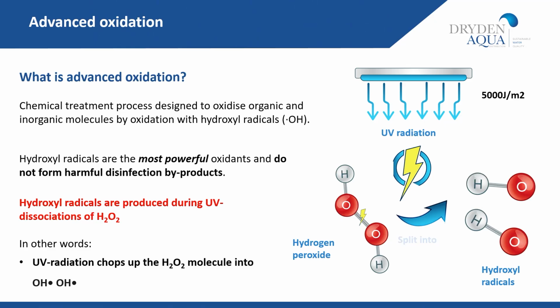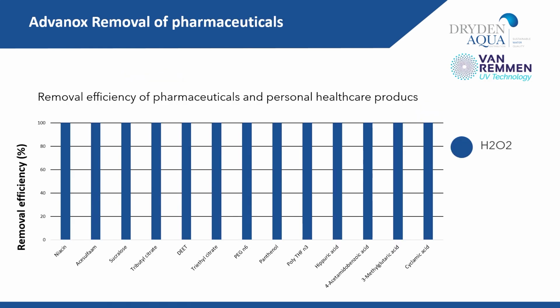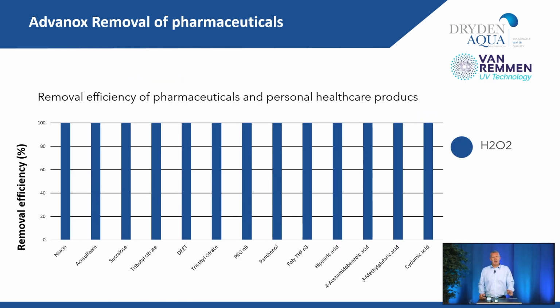The type of dose that we're talking about is 5,000 joules per square meter. So it's a very, very high intensity dose of UV radiation to split these hydroxyl radicals. Complete oxidation through advanced oxidation will remove substances that you wouldn't even know were present, substances that are coming from us, again, from pharmaceuticals or personal healthcare products. I'm not even going to try and pronounce some of these substances, but you wouldn't even know that they were there in the first place.